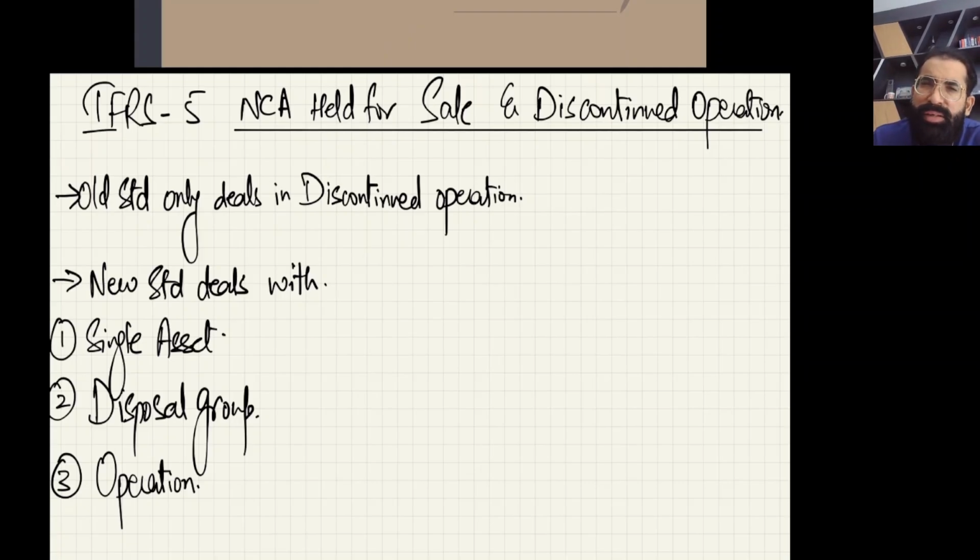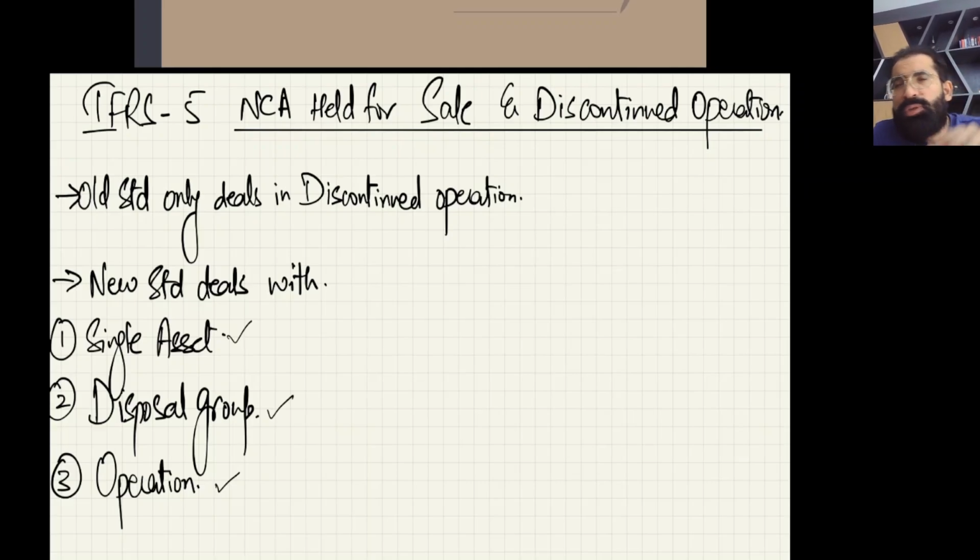Old standard, when there was no IFRS 5, like years back, the old standard only used to deal in discontinued operation. But now this new standard deals with single asset, as well as disposal group and as well as operation. New standard deals with all these three things. Single asset means any machine, any building, any single asset.